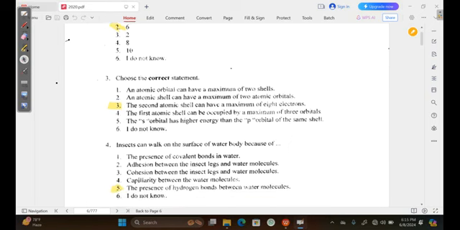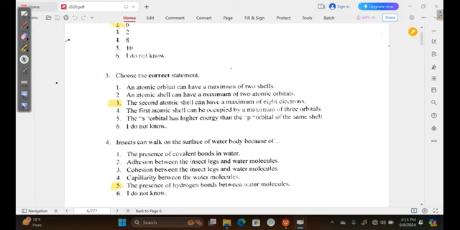So question 3 reads, choose the correct statement. 1. An atomic orbital can have a maximum of 2 shells.